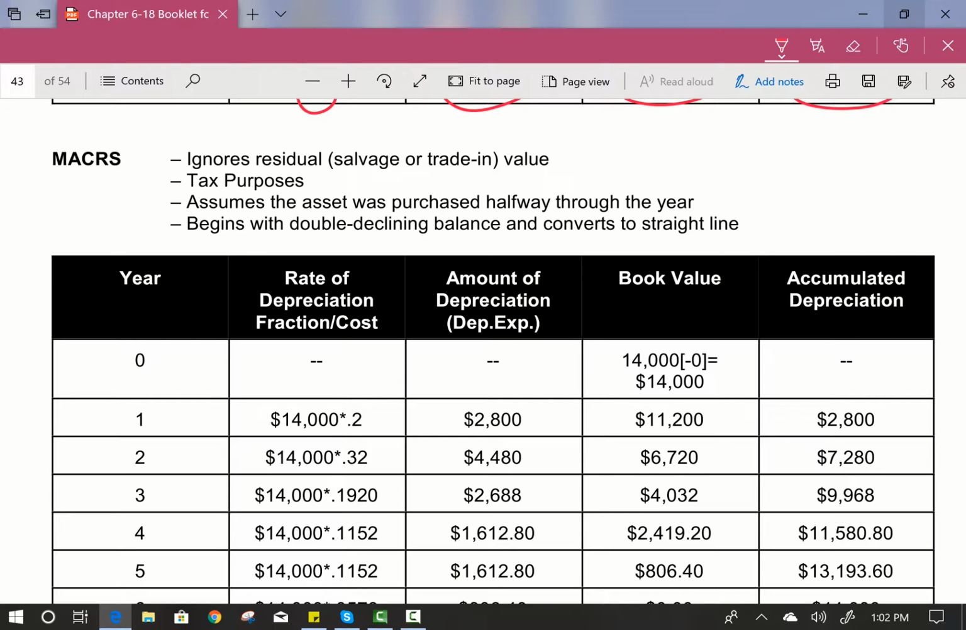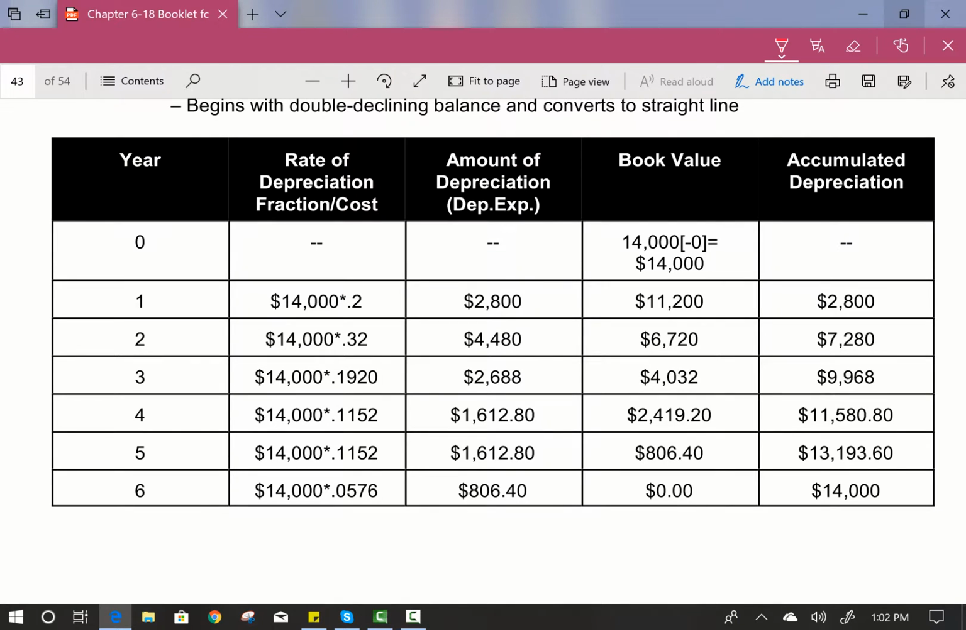It assumes that the asset was purchased halfway through the year, and it begins with the double declining balance method and converts to the straight line method. As to where that happens, it's irrelevant to you, and you use a chart that's in the chapter. And this particular chart will identify if it's a 5-year asset, it'll go 6 years because it assumes it was purchased halfway through the first year, so it'll go 6 years.